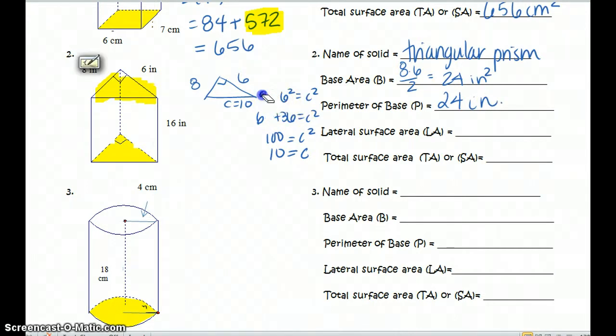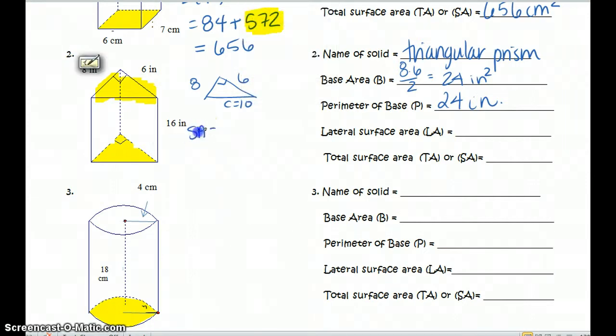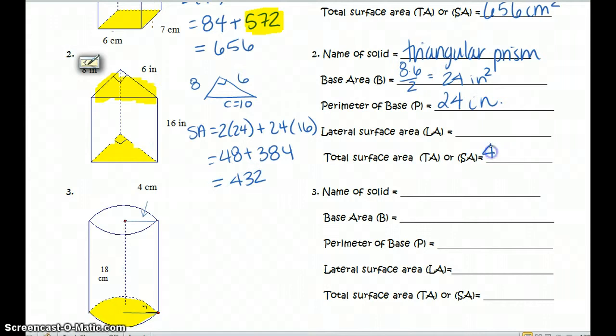All right, next thing we're going to do is find the surface area of the prism. Okay. Remember that surface area is 2B plus Ph. So surface area equals 2 times 24 plus 24 times the height of the prism, which in this case is 16. So we get 48 plus 384, which equals 432 inches squared.